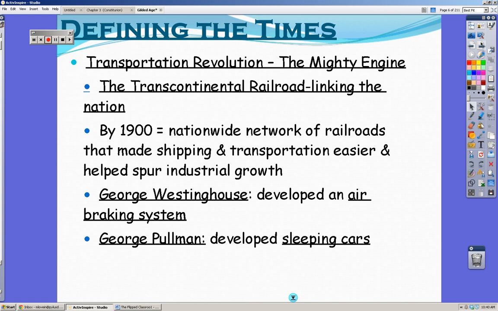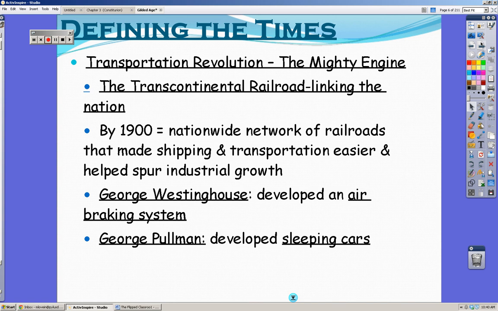Transportation is increased, but also shipping. You can now manufacture goods in the Midwest and get them to California and get them to the East Coast. So now you have a nationwide system of transporting goods. So it's going to open up trade to levels that we've never seen before. Okay, a couple of things that helped out with the transportation revolution.